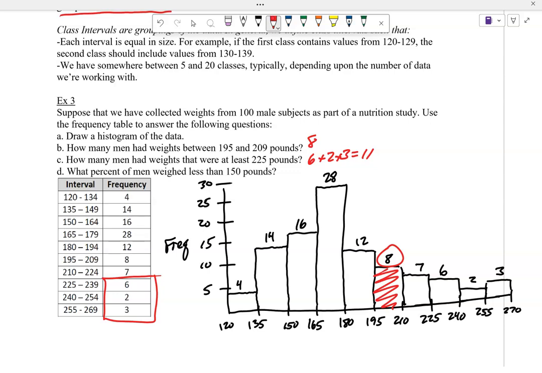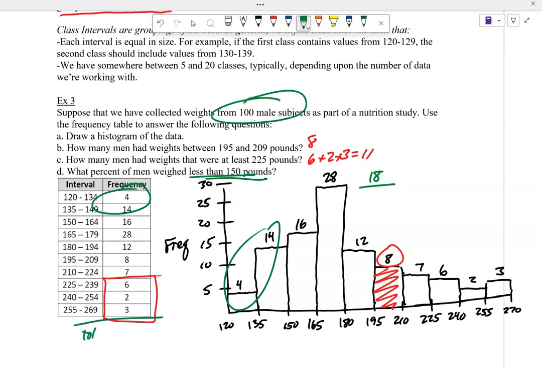What percent of men weighed less than 150 pounds? Less than 150, that'd be the 4 and the 14. Well, there it is on the frequency table. So there's 18 out of the total, and there are 100 of these male subjects if you total this up. So 18 out of 100, or 18%, weighed less than 150 pounds.